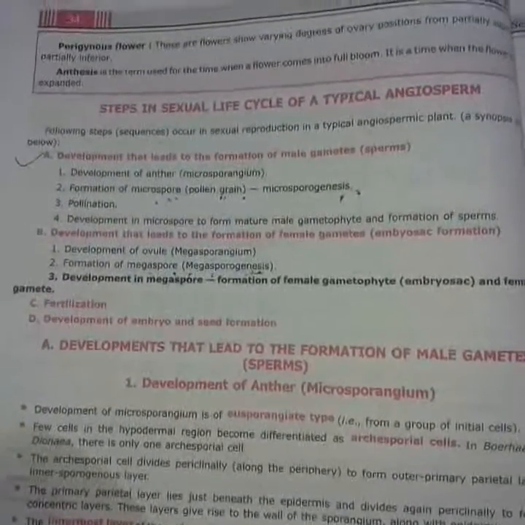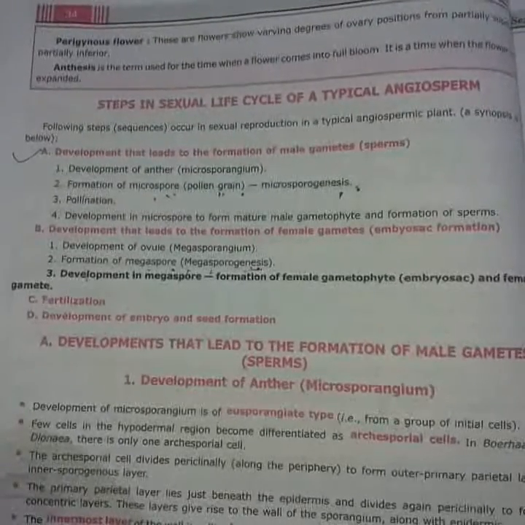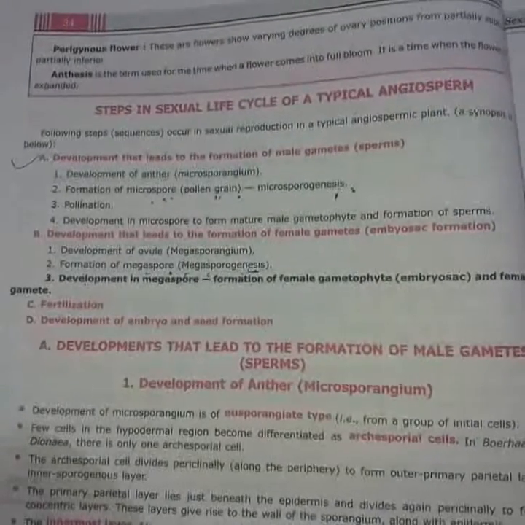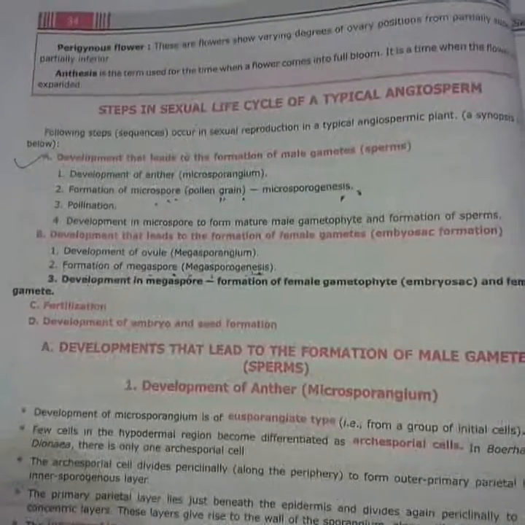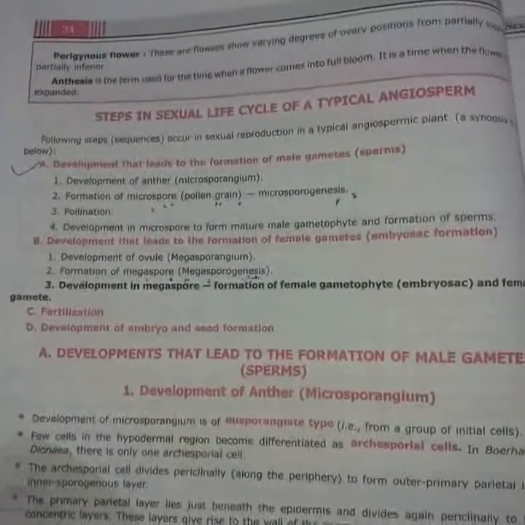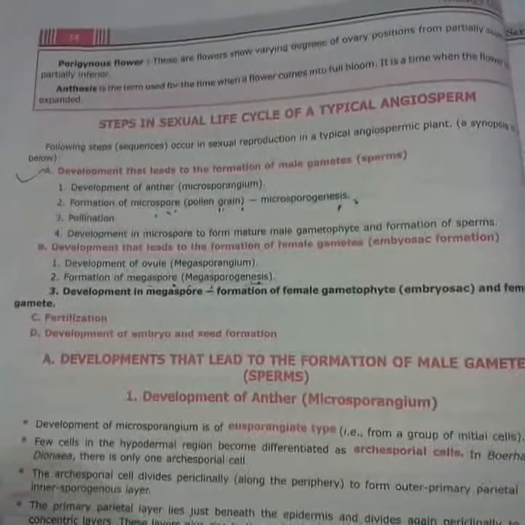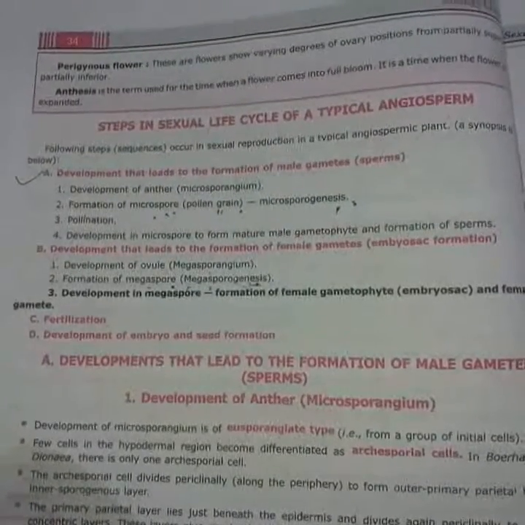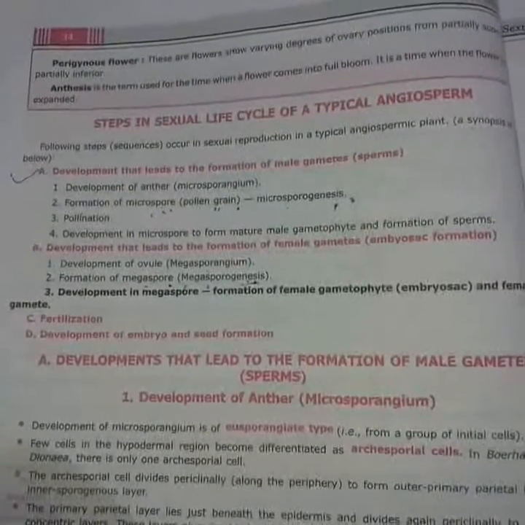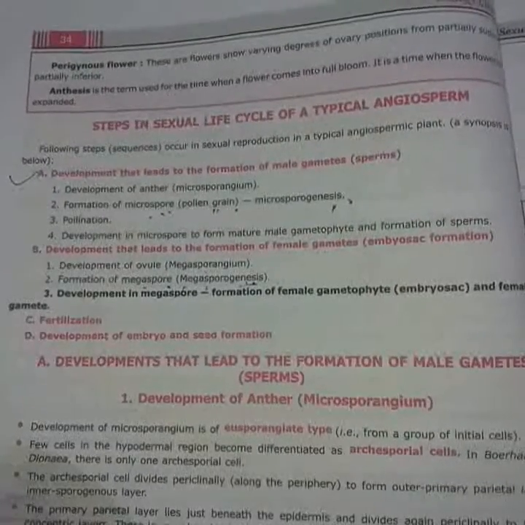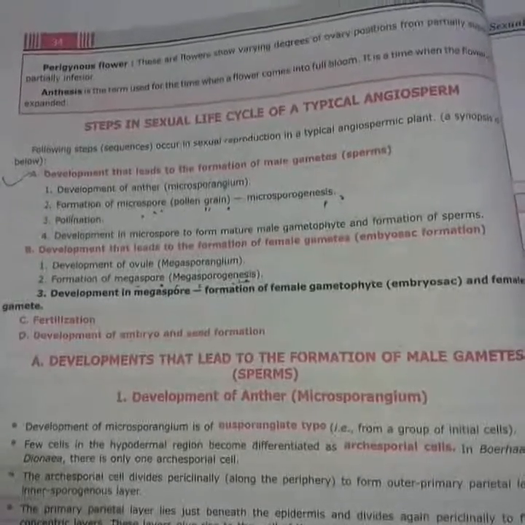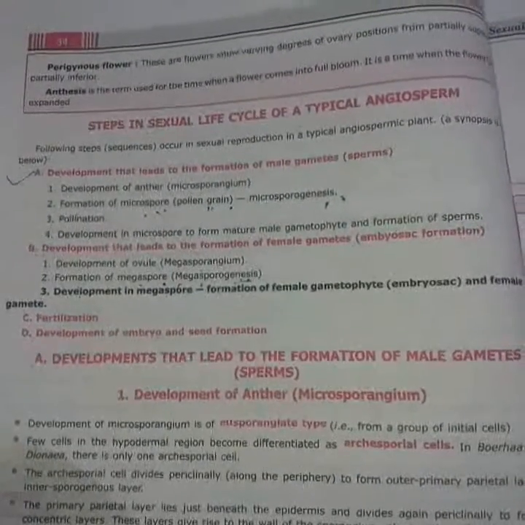Students, today's topic is the steps in the sexual life cycle of a typical angiosperm plant. In the last video, I discussed types of reproduction: vegetative reproduction, asexual reproduction and sexual reproduction. Vegetative and asexual reproduction are the simple types of reproduction, but sexual reproduction is the typical or complex type.